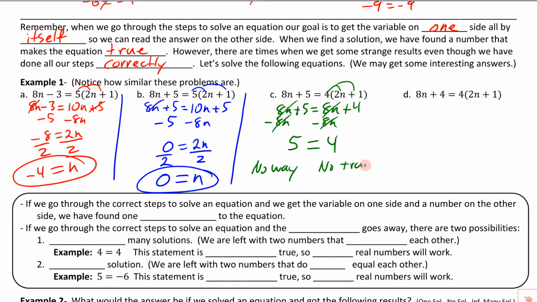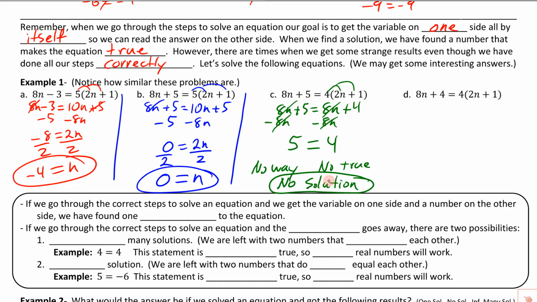This is not true. So the way we sum this up, rather than writing a bunch of different descriptions and us all doing it our own way, we're going to write this. There is no solution, and that's what we're going to circle. So we got an answer on this one. It happened to be -4. We got an answer on this one. It happened to be 0. We don't get an answer to this equation.